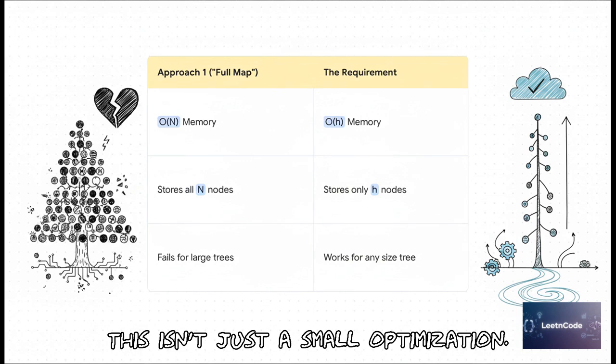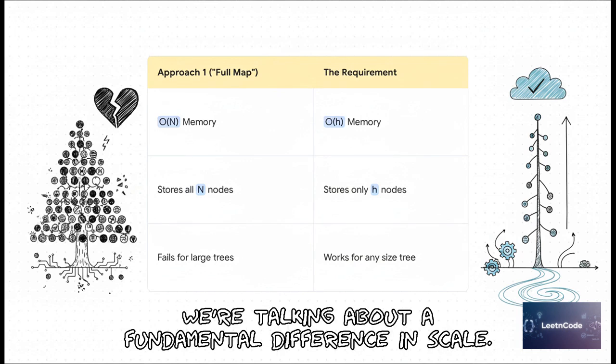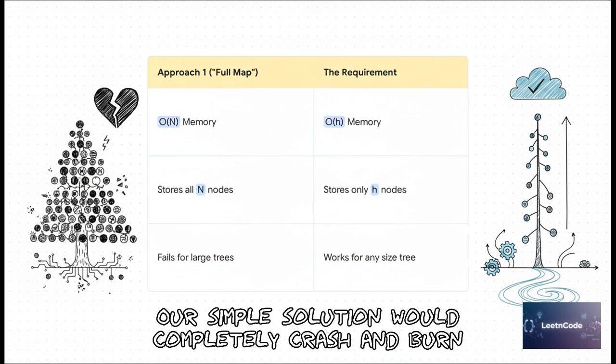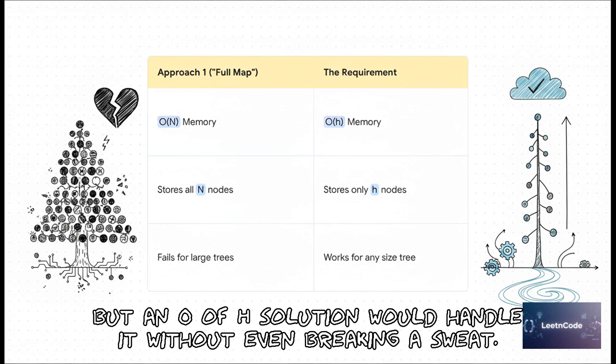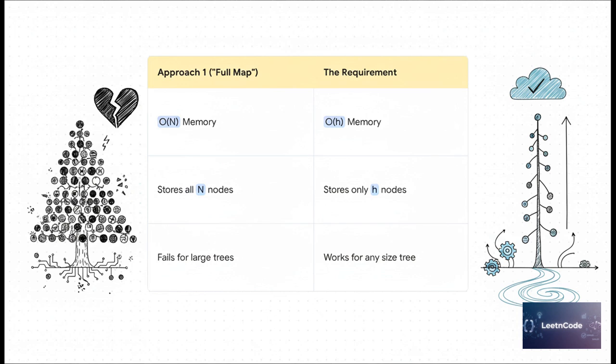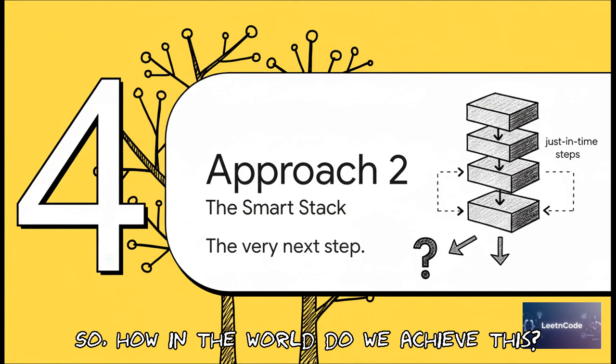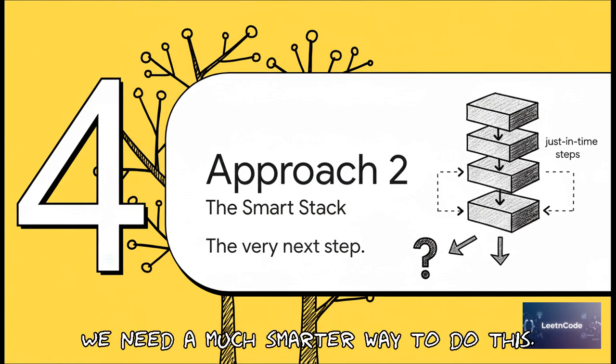This isn't just a small optimization, we're talking about a fundamental difference in scale. Our simple solution would completely crash and burn if the tree had billions of nodes, but an O of h solution would handle it without even breaking a sweat. So how in the world do we achieve this? We need a much smarter way to do this.